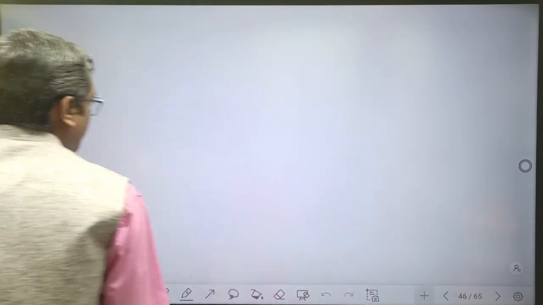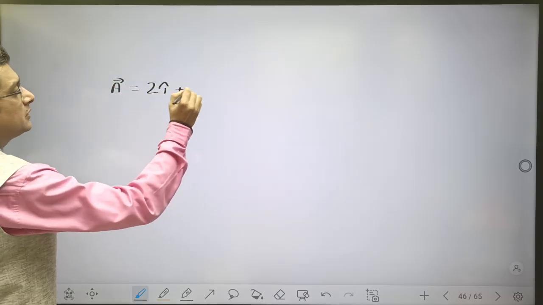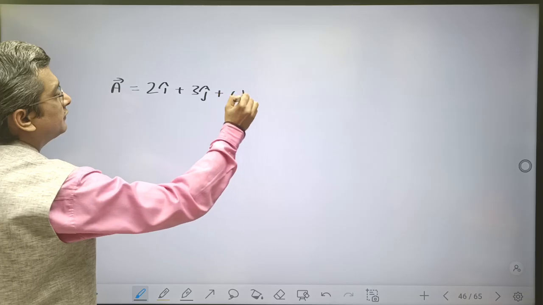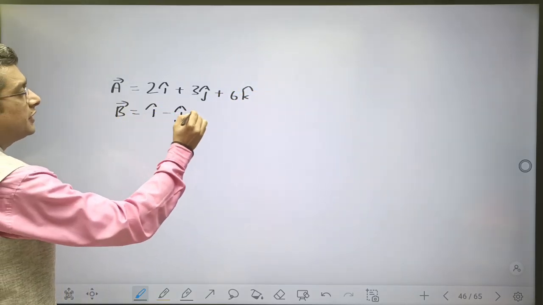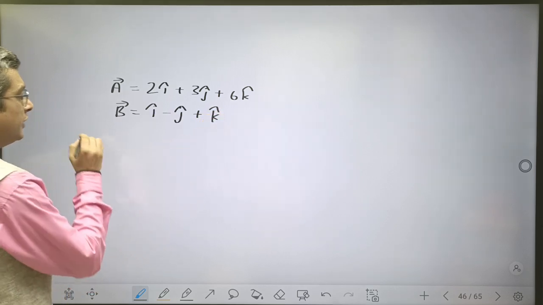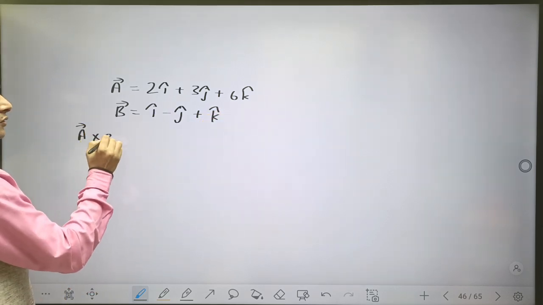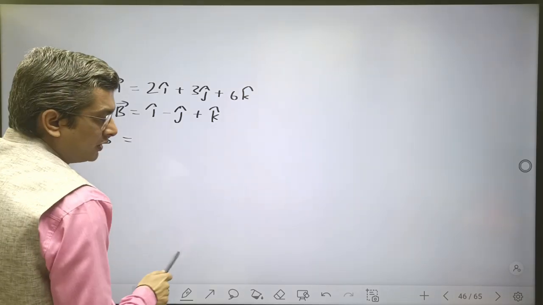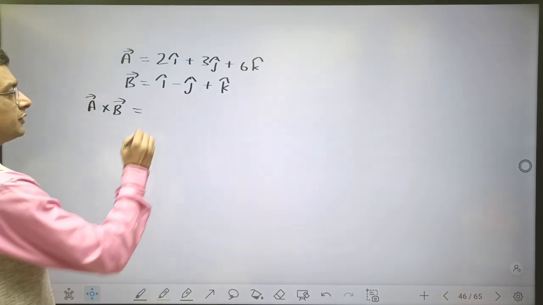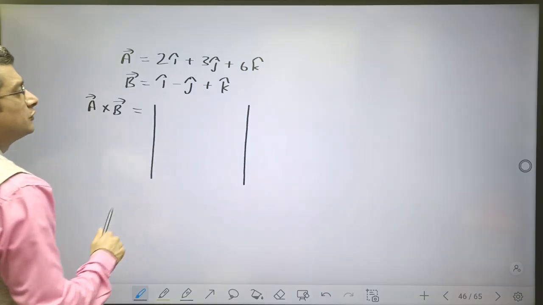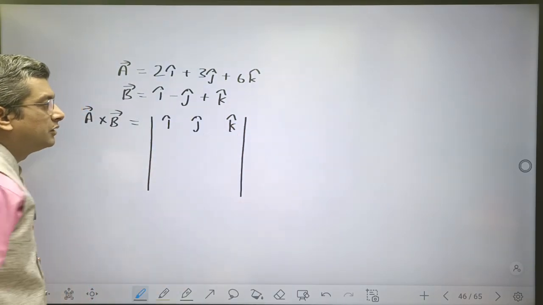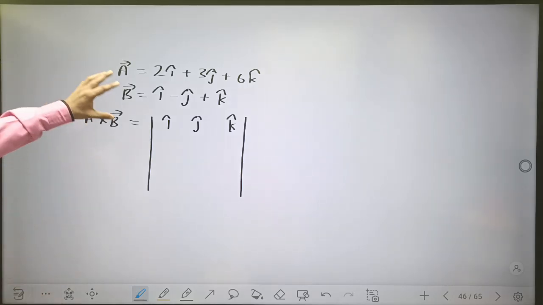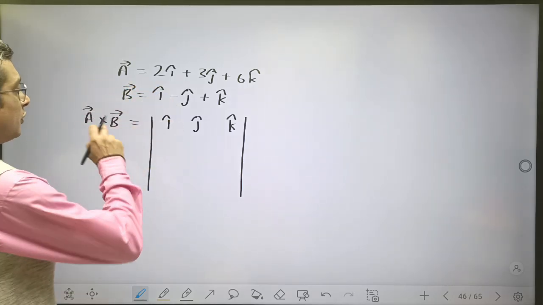How can you find the cross product? Suppose A vector is equal to 2i cap plus 3j cap plus 6k cap. B vector is equal to i cap minus j cap plus k cap. We have to find A cross B. So the method is, we follow the determinant method. First of all, we write the elements of the A vector. So the very first step is to put i cap, j cap, k cap here. So we have to write the elements of vector A first, because it is A cross B.